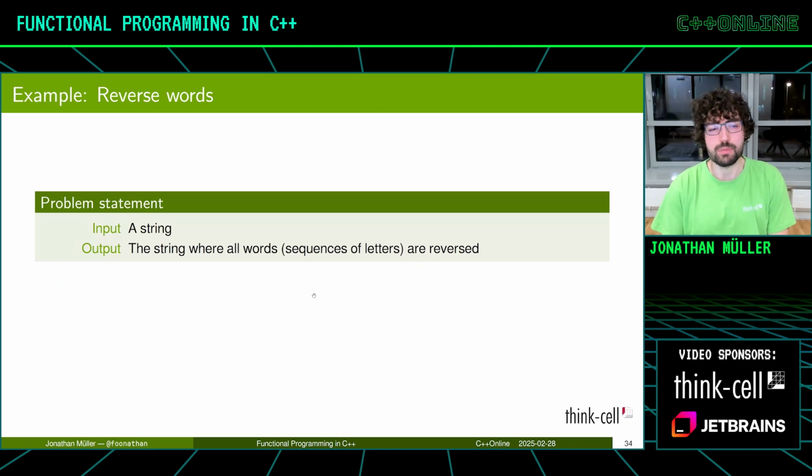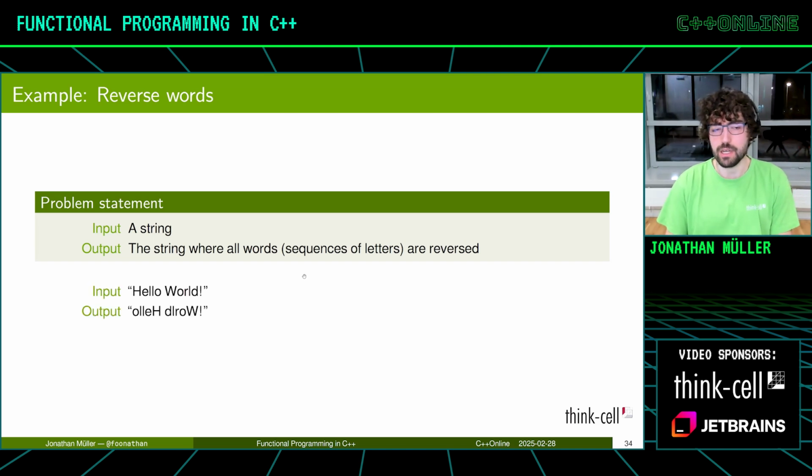Finally, this problem is a somewhat common interview question, I think. So the input is a string and the output is a string where all the words, where a word is a sequence of letters, are reversed. So if our input is hello world, this is the output. We've simply reversed each word, but left otherwise the order of words the same.